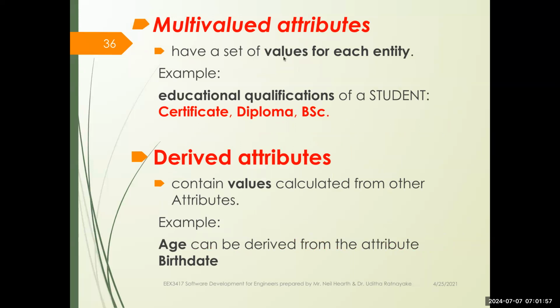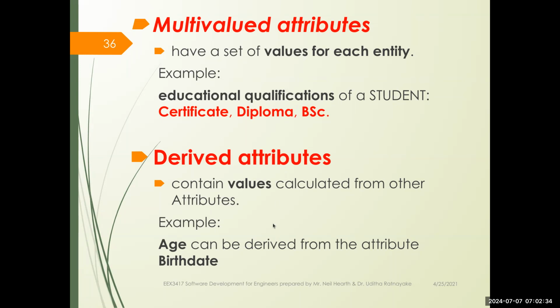Multi-valued attributes. They have a set of values for each entity. Educational qualifications are also not a single attribute. This attribute has several other details. So we can get another entity like certificates, belonging to one student. Certificates also one to many.